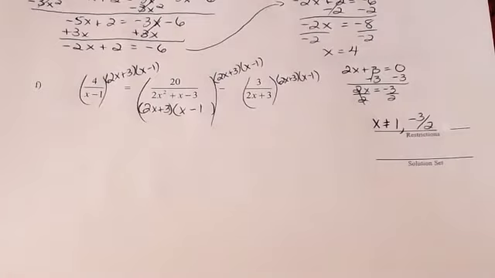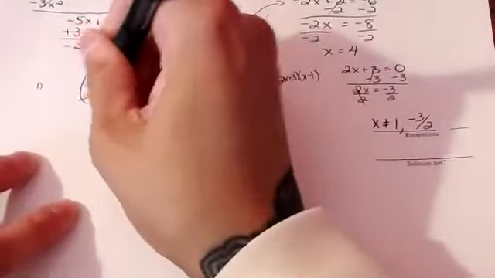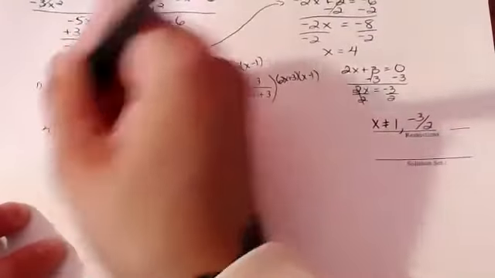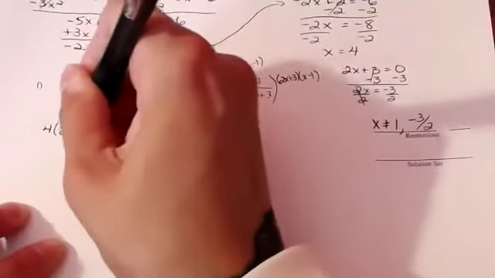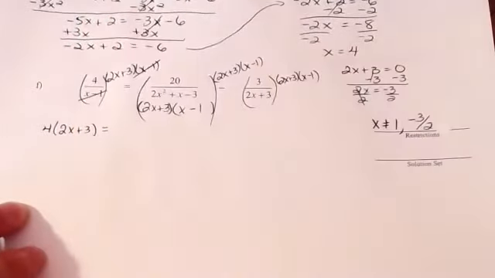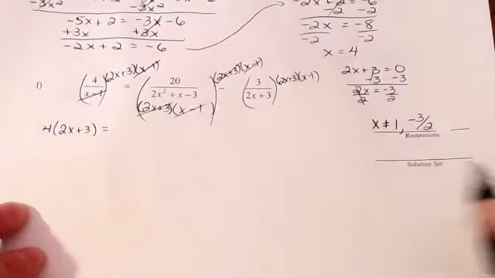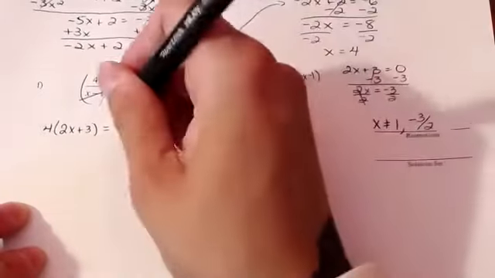Well, let's take a sneak peek, Oliver. Let's definitely just take a sneak peek. So we're going to divide out the x minus 1s. So that leaves us with 4 times 2x plus 3 is equal to, and then notice that the 2x plus 3 and the x minus 1 both cancel. So it leaves us with a 20.